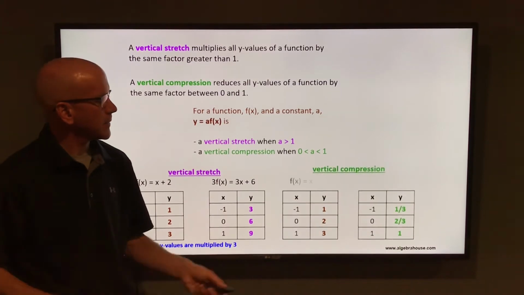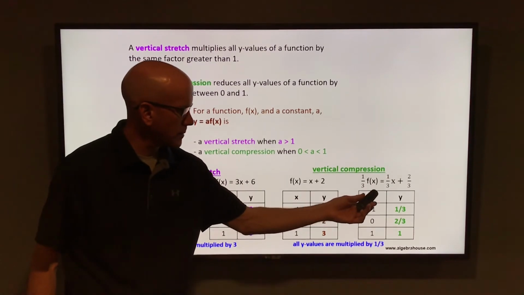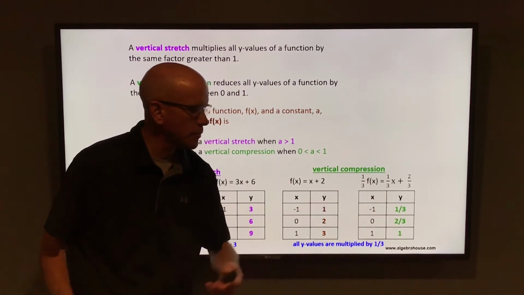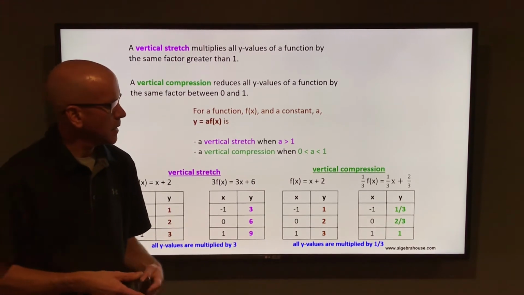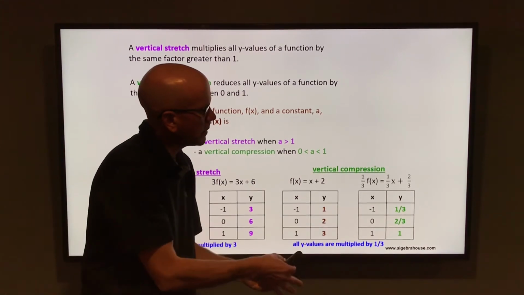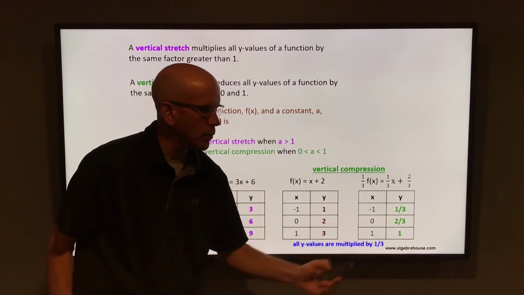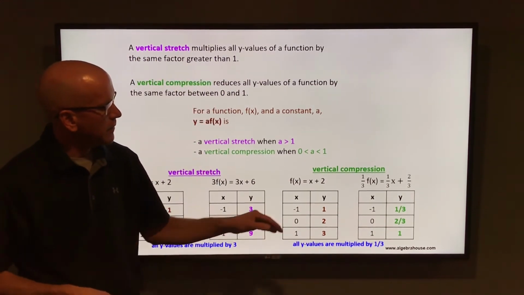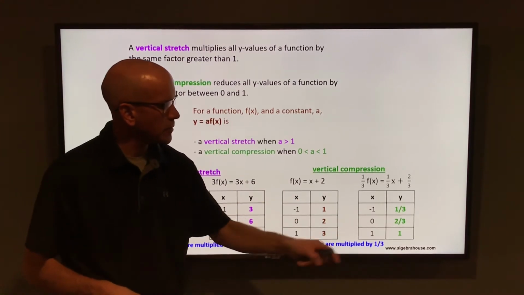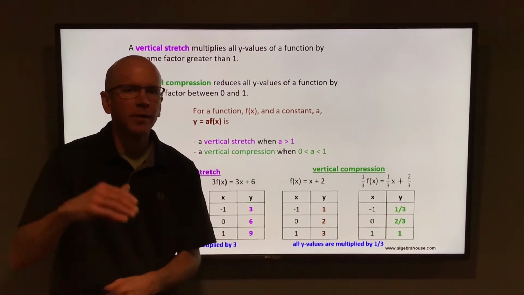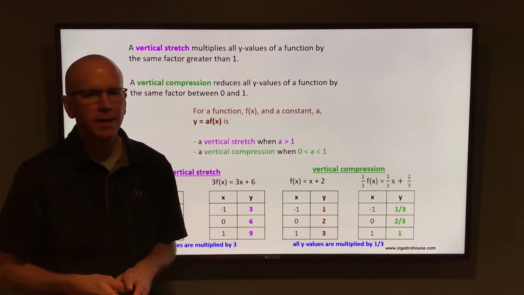Or if we look at f of x equals x plus 2 and we make that 1/3 times f of x equals 1/3 x plus 2/3. So we're multiplying the y value by 1/3. Look at the y values. They go from 1 to 1/3, from 2 to 2/3, and from 3 to 1. So imagine that on the graph. If you had y values go from 1 down to 1/3, from 2 down to 2/3, and from 3 down to 1 on a graph, that would compress toward the x-axis.